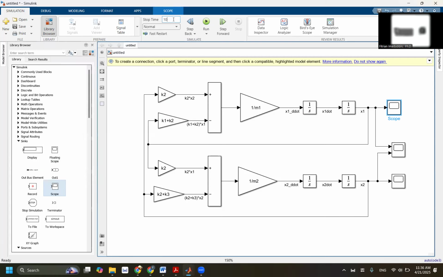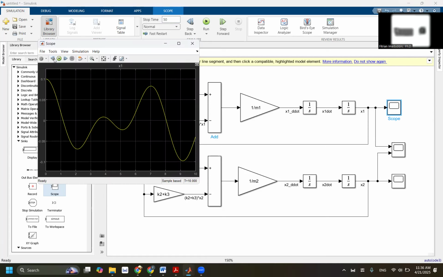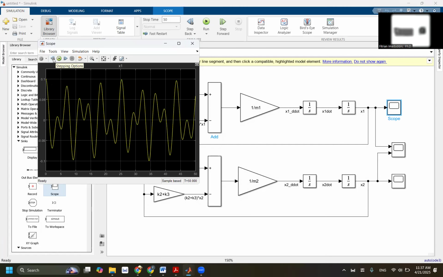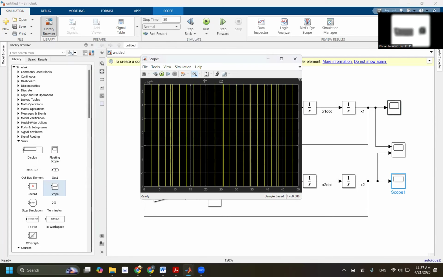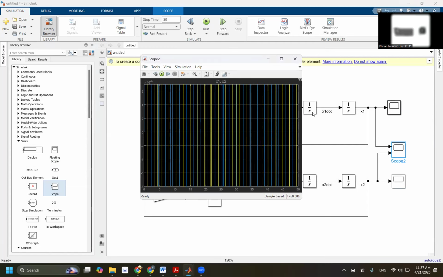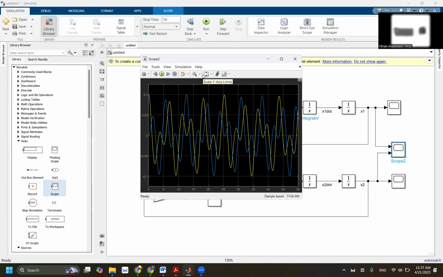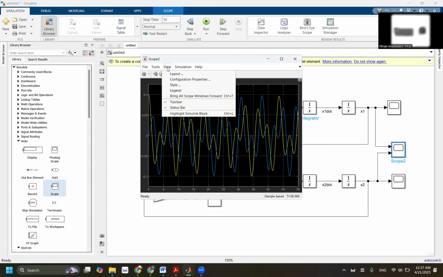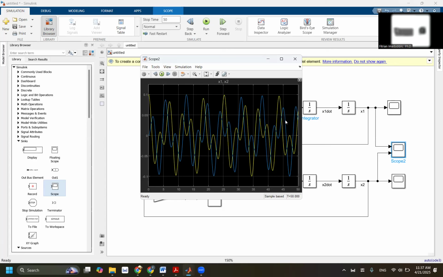I'm going to make the stop time a little bit longer so you can see probably a bigger picture. This is x1. This is x2. And this is the comparison of x1 and x2. x1 is yellow, x2 is blue. If you want to see, is it true with the legend? Yeah. Yellow is x1, blue is x2.